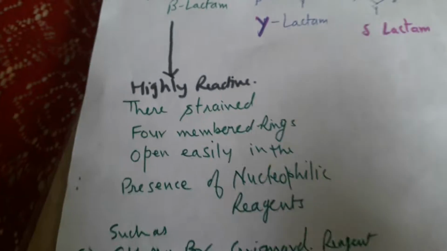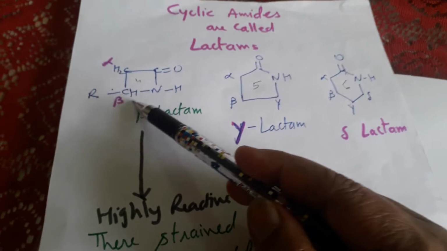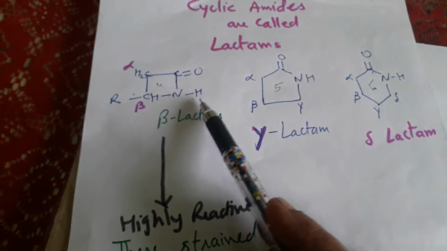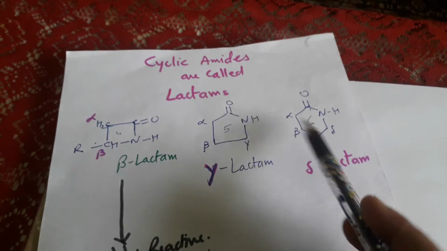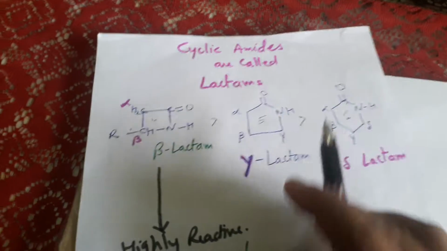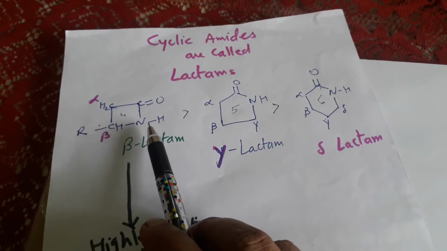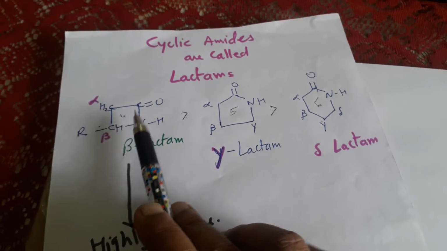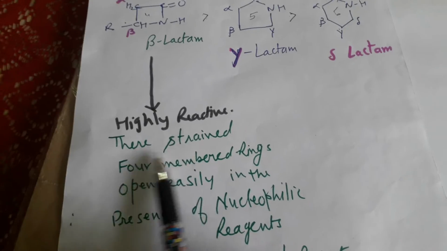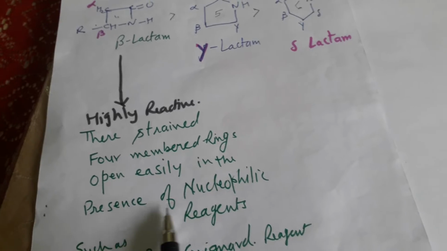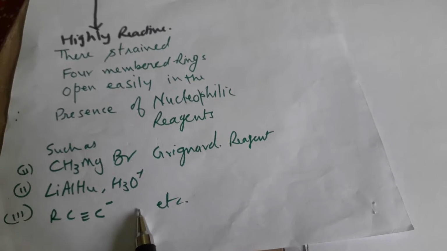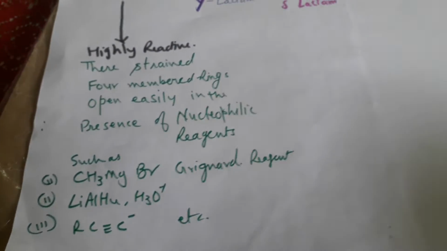Now I will tell you how. See why it is happening, why it is reduced very easily. This ring is a 4-member ring, it is highly strained. So it is highly reactive for reduction as compared to this. It means the reactivity of this will be higher than this, which will be higher than this. When subjected to any reducing agent or nucleophilic reagent, this will react faster than these two. It is highly reactive. They are very strained. 4-member rings open easily in the presence of nucleophilic reagents such as CH3-MgBr, LiAlH4 or acetylides, etc. They can break very easily.